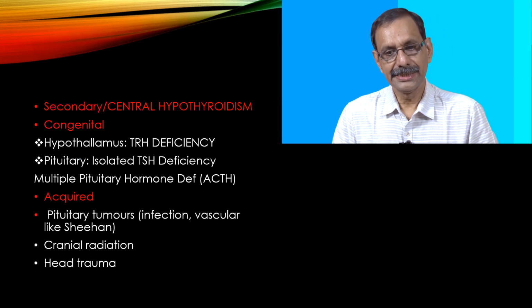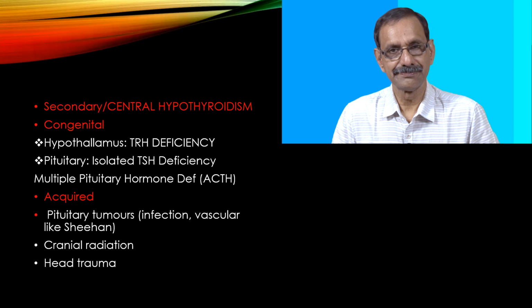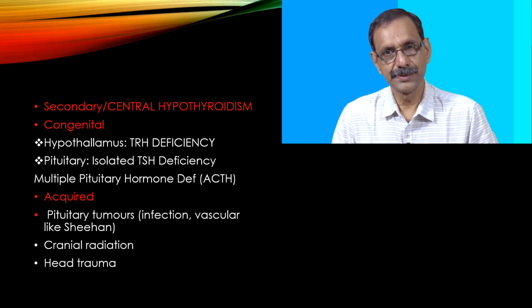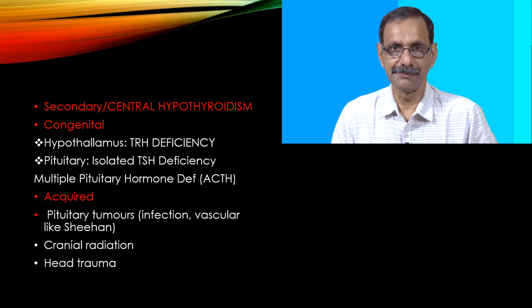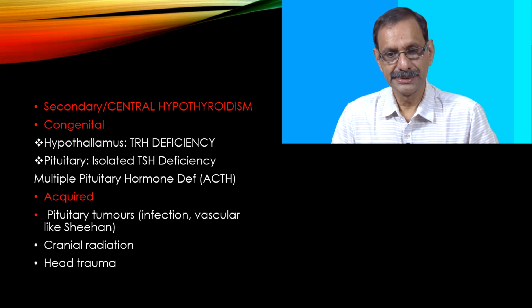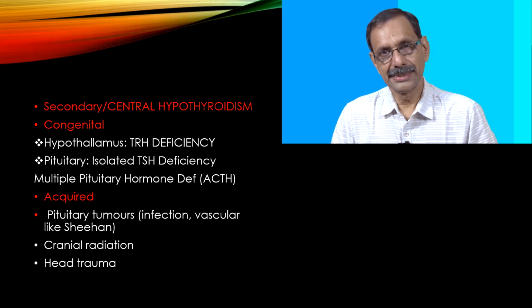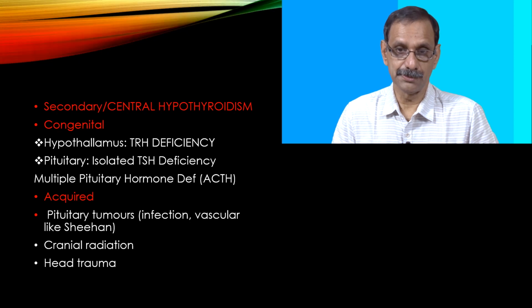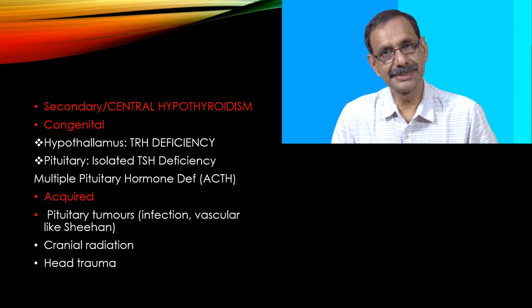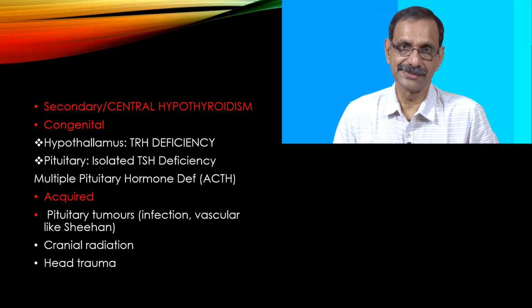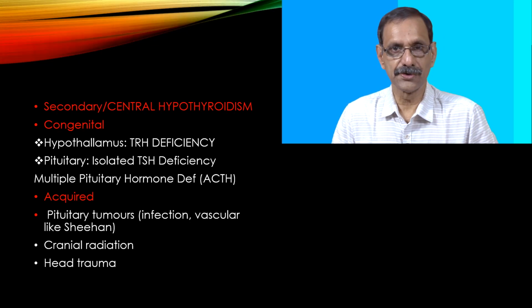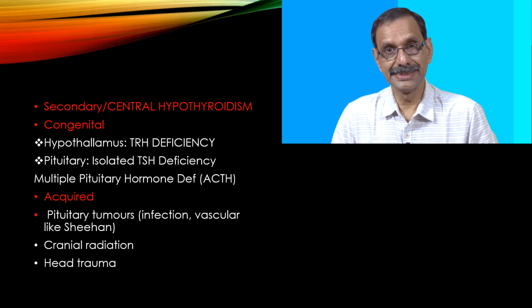Now the secondary or the central hypothyroidism again can be divided into congenital and acquired. Congenital means something wrong with the hypothalamus, so TRH secretion is not there, or something wrong with the pituitary. When it is a pituitary problem, I said the pituitary secretes almost 7 hormones. So it is very unlikely that it will be an isolated deficiency of TSH. So we must look for other deficiencies, especially ACTH.